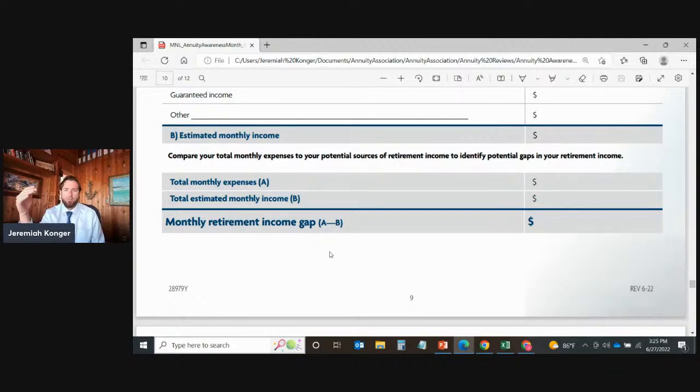Same thing with stocks that are paying dividends. Same thing with bonds. All of those things are not considered guaranteed sources of income. Once you've added those up, subtract it from your expenses. And if there's a deficit, meaning money that's not covered by those three guaranteed sources, then you've identified what your monthly retirement income gap is.